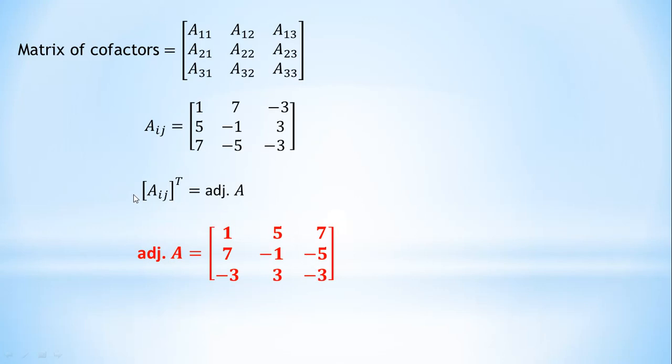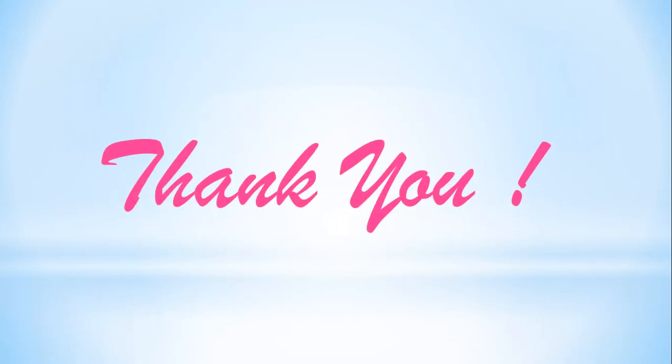Okay. So today we have discussed the concept of minors and cofactors, how to write the cofactors matrix, and how to find the adjoint of the matrix. Now, using this adjoint, we will find the inverse of the given matrix. The method is very easy. In our next lecture, we will find the inverse of a given matrix by using the adjoint method. So today we have only discussed how to get the adjoint of a matrix. Okay, thank you.